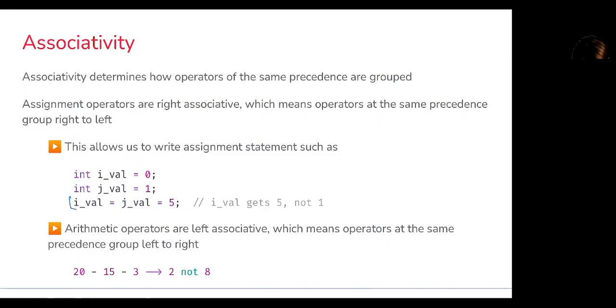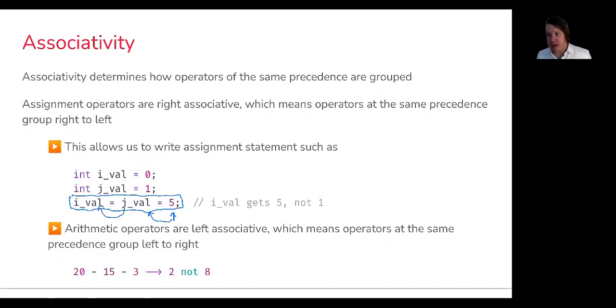This statement here is assignment, and it is right to left associative, meaning we're going to start here. We have 5. 5 is going to be put into JVal. So at this point, JVal will take on the value of 5. Then the value stored in JVal, now 5, will be used to assign to IVal. And at the end of this, IVal gets 5.